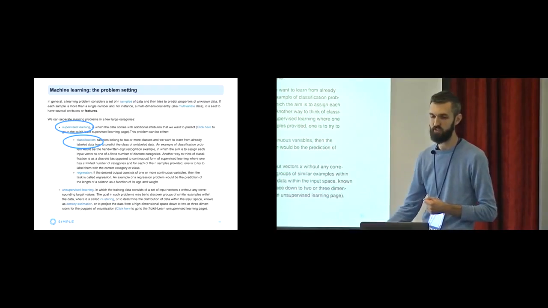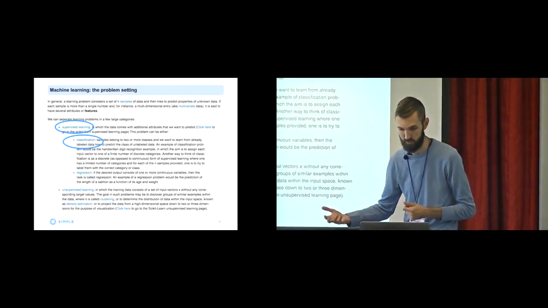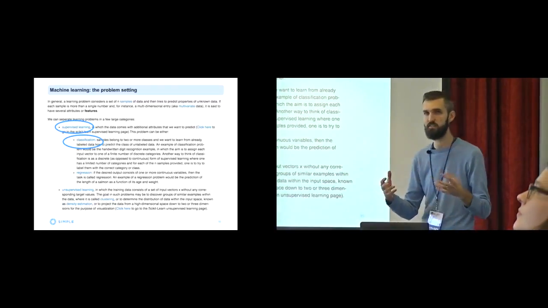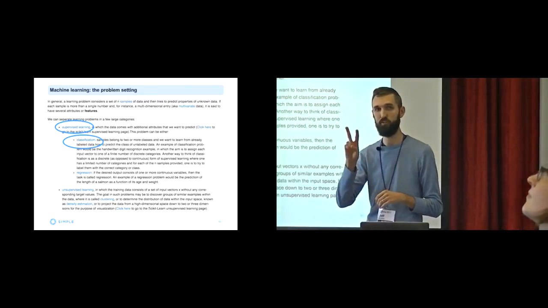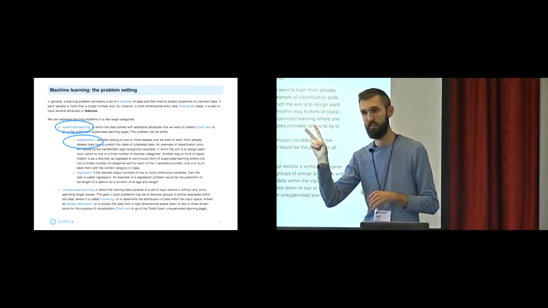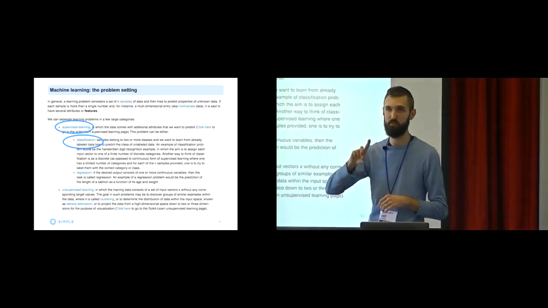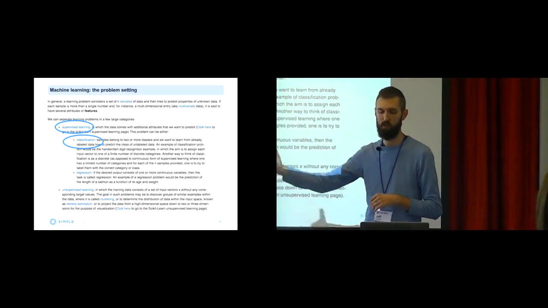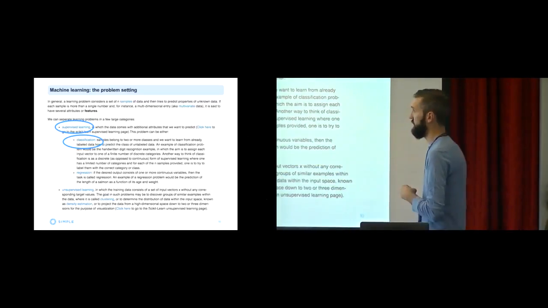Okay. If each sample is not a singular number but, for instance, a multi-dimensional entry, it is said to have several attributes or features. So in our case, we have a data set with two features. There's a body of the message and there's a subject of the message. So we have two features to feed in, and then we want to get some answer out of a classification.